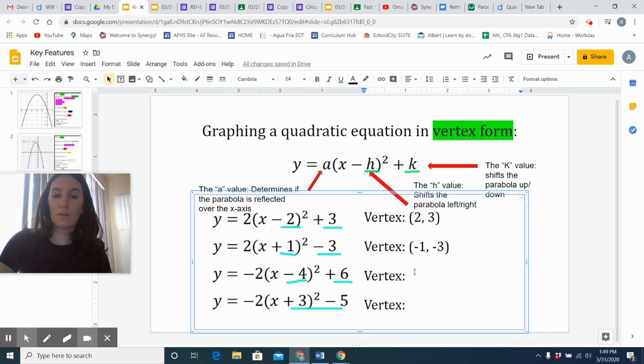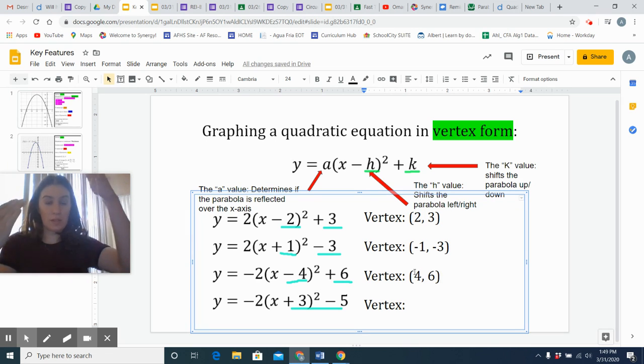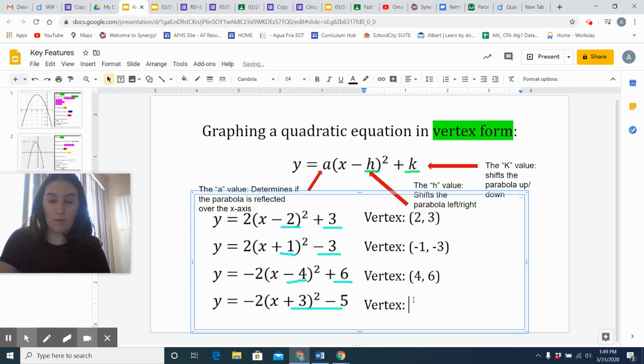Okay, so let's see if you got it right. So this one should have been +4, +6. So meaning it went 4 to the right and then up 6. That's where my parabola's vertex would be located. And then for the last one, I should have -3. So 3 to the left and then down 5. That's where my vertex would be located.